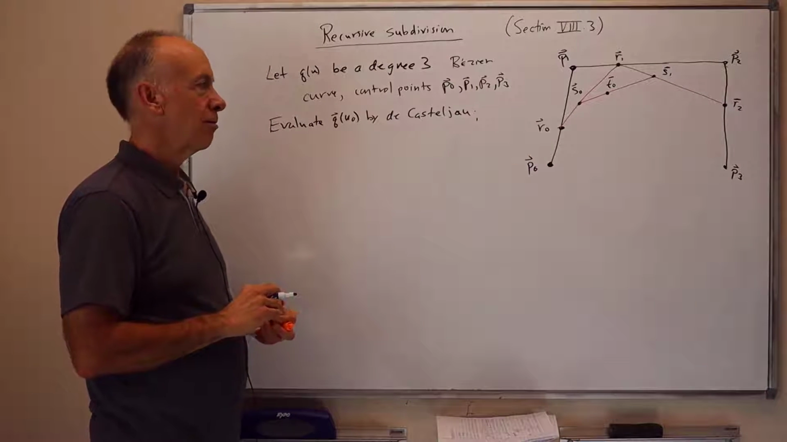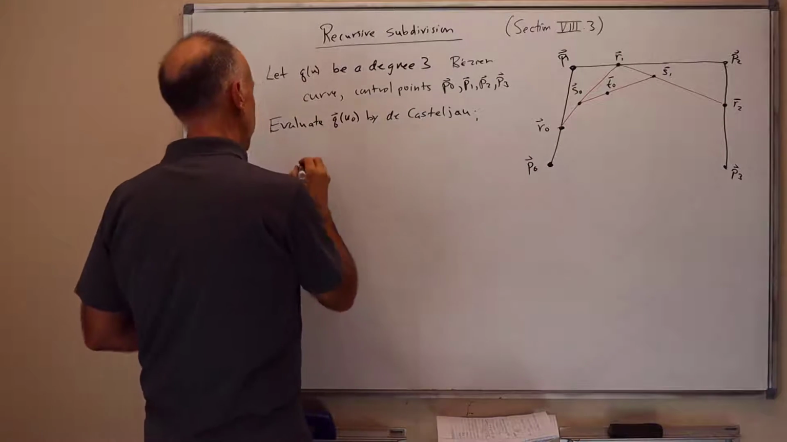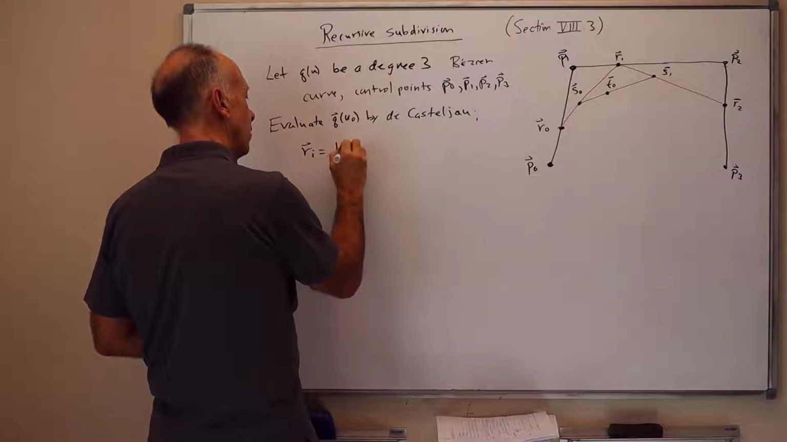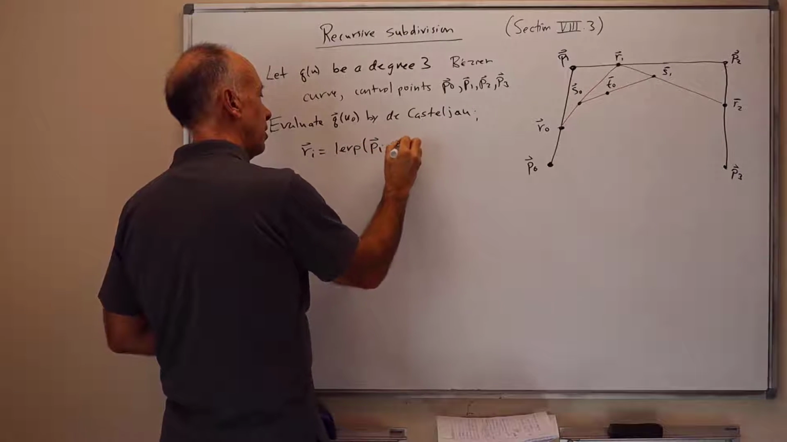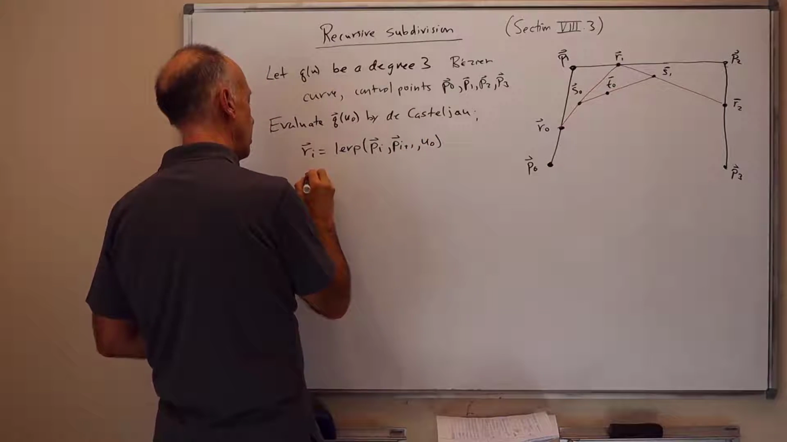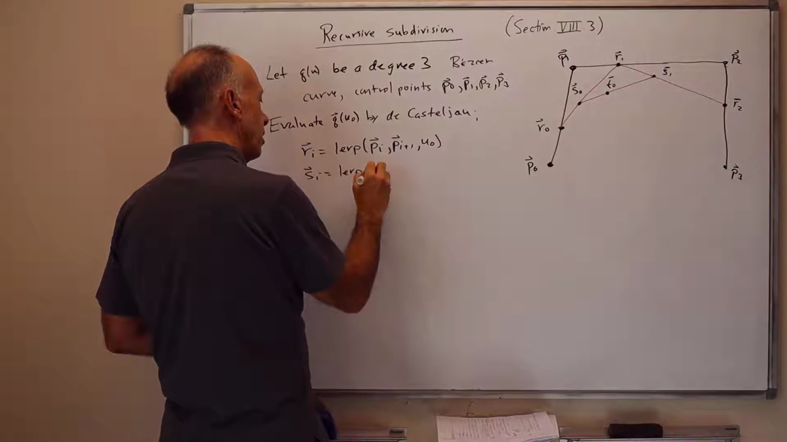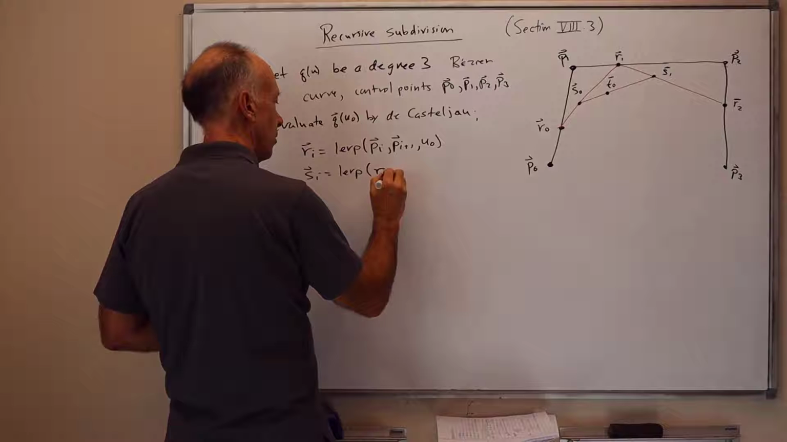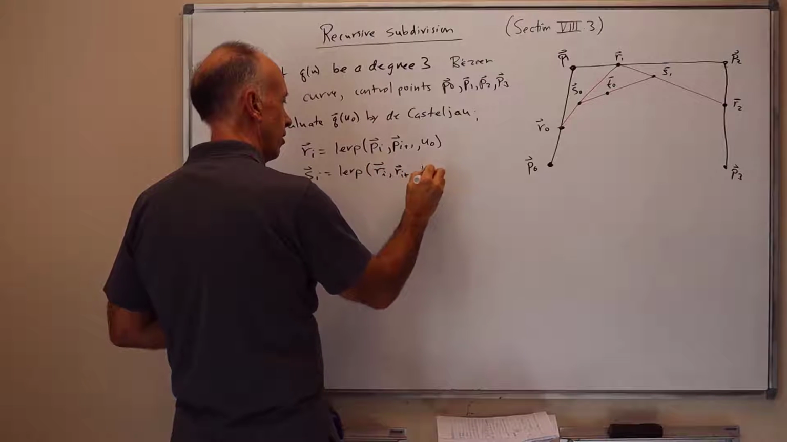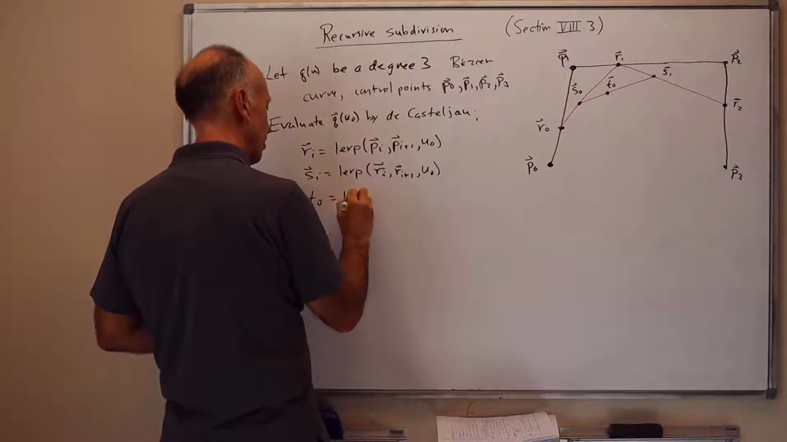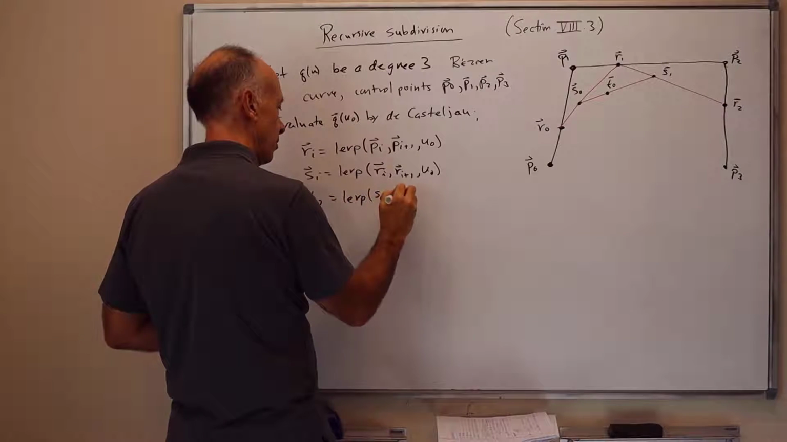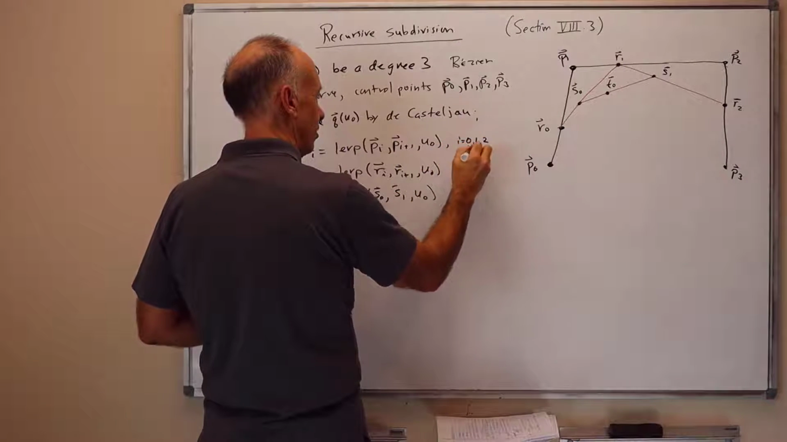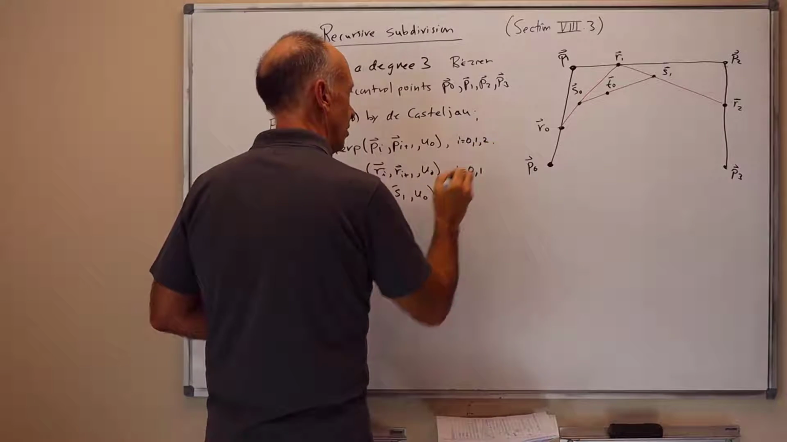So this is the same as the picture that we had in the previous video, and we're now using U0 instead of U, so Ri is equal to lerp Pi, Pi plus 1 by U0, Si is equal to lerp Ri, Ri plus 1 by U0, and then T0 is lerp S0 S1 by U0. So this is with i equals 0, 1, and 2, and this is with i equals 0, 1, and we get this picture here.